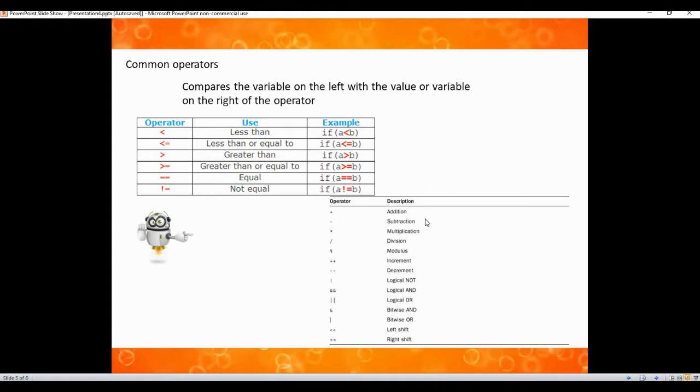Then we get the maths operators, the very simple ones: addition, defined by a plus sign, subtraction, which is defined by the minus sign, multiplication, which is defined by a star, and then division, which is defined by a single forward slash.